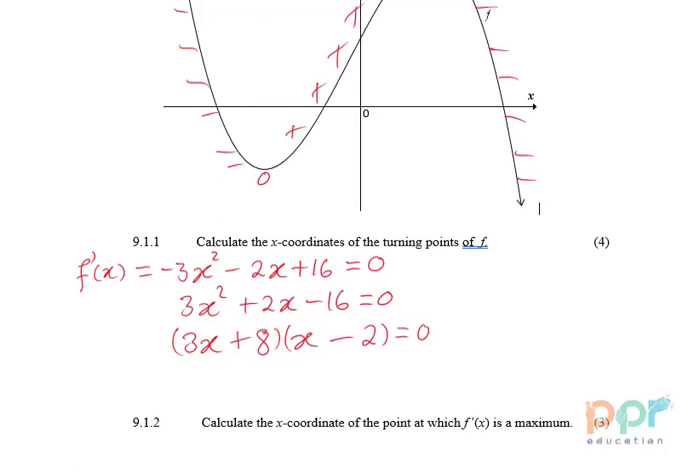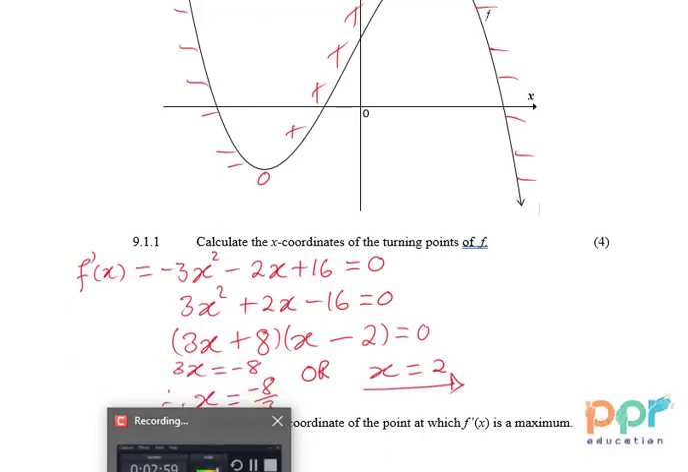Then it's either 3x equals minus 8, and if I divide by 3, x equals minus 8 over 3, or x equals 2. Then simple. Then we move to the next question.